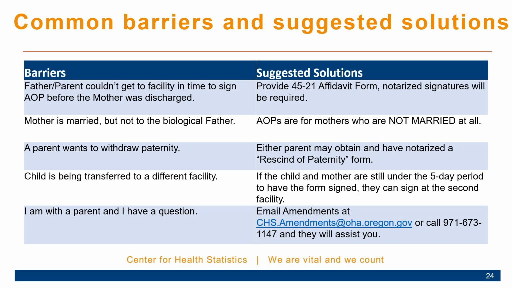And lastly, if you're with a parent and you have a question, what you can do is email the amendments team at chs.amendments@oha.oregon.gov or call their phone number and they will assist you. Now, when you call their phone number, you will need to leave a message and then they will get back to you.